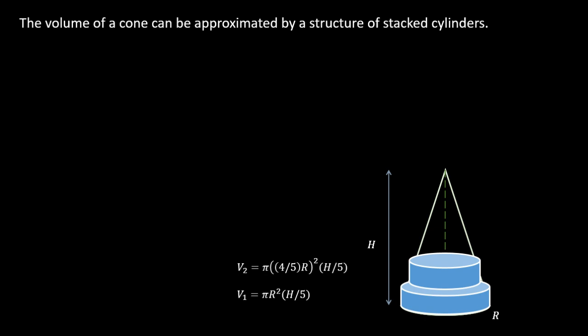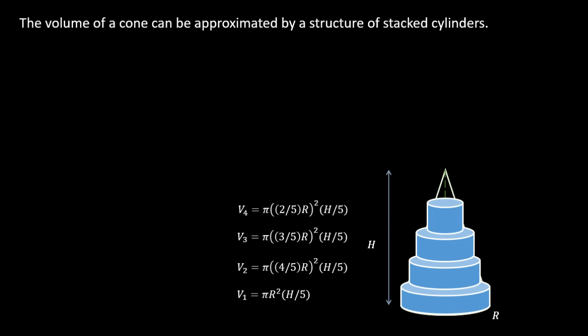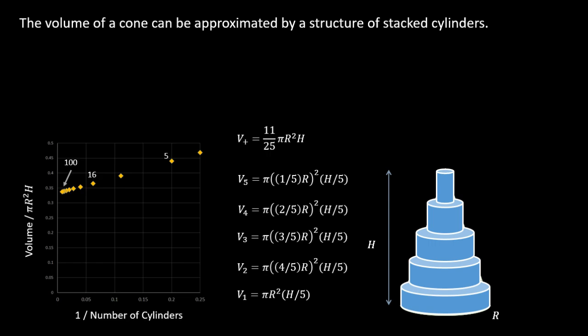And we keep doing that. So we have one that's 3/5, one that's 2/5, and finally, we have one that's 1/5. And that covers the entire cone. And that gives us a volume of 11/25 r squared h, right? So this thing here is also too large. And you can see that just like when we used just 1, that was too large. Now when we use 5, it's way up here.